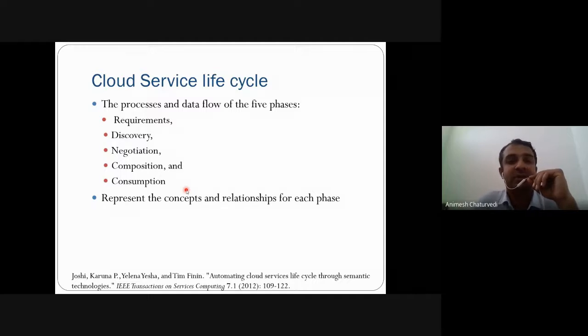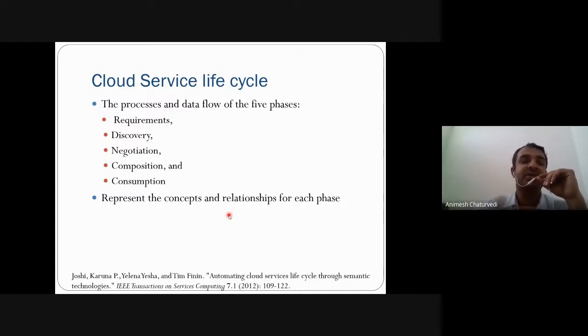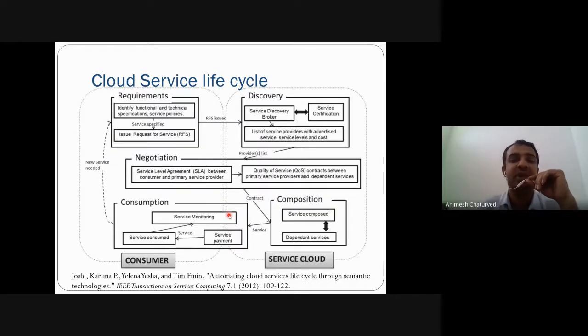So which are the phases, and how do the process and data flow? There are five basic phases and data flows: requirement, discovery, negotiation, composition, and consumption. This has been described in a research paper published in IEEE Transactions on Services Computing. They represented these concepts and the relationships between them together in these five process and data flow diagrams.